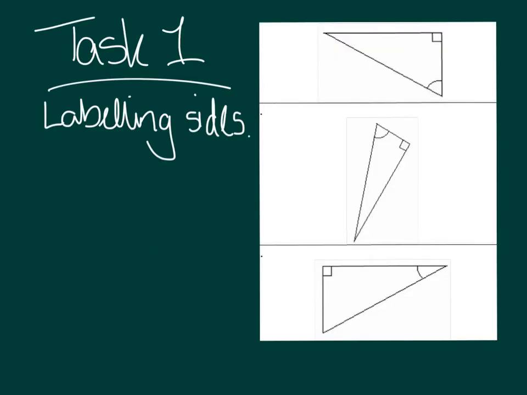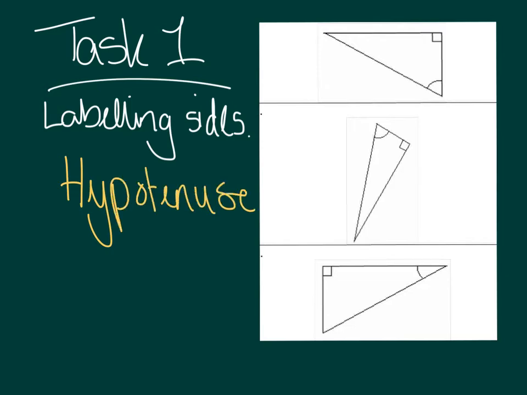Okay, the first thing you need to know how to do is how to label the sides of your triangle. There are three different sides, and we'll start with the hypotenuse. Hopefully you remember this from when we did Pythagoras. The hypotenuse is opposite the right angle, so you can label that with an H. Wherever your right angle is, it is opposite that right angle.